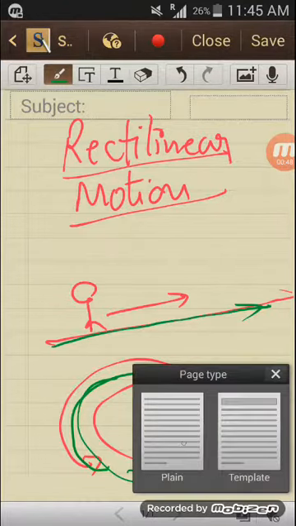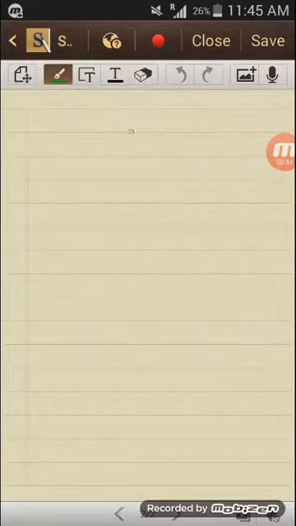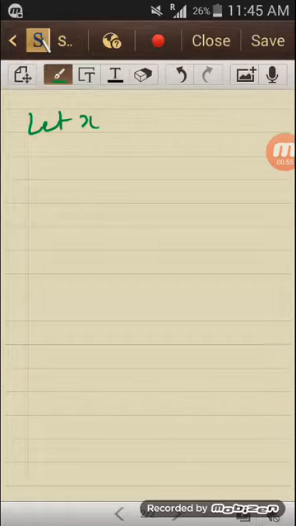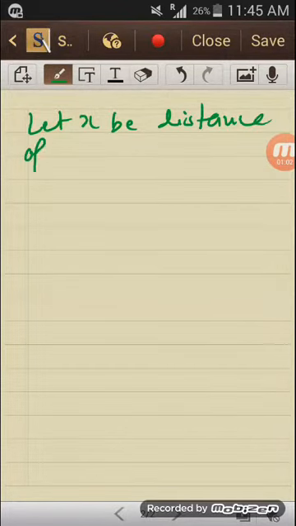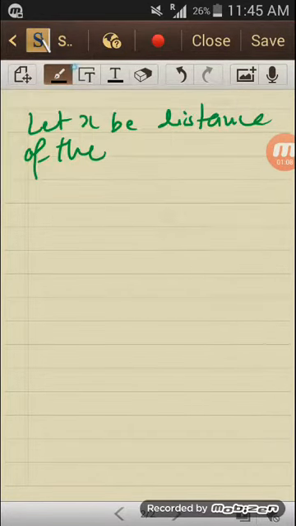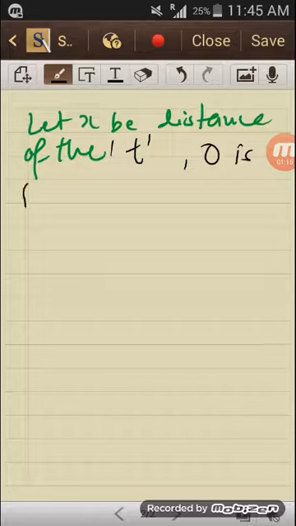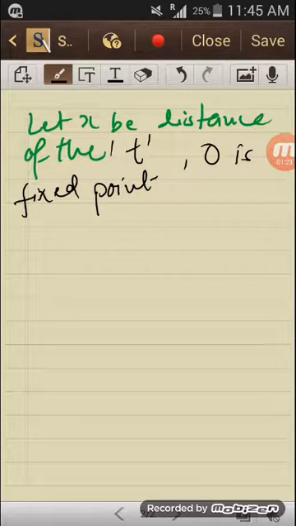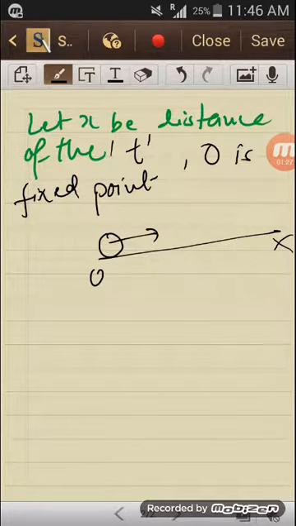So what is the meaning of motion in straight line? Suppose let x be the distance, the distance the start, be continuous in time t. And suppose O is the fixed point. And suppose this is O, this is x, this is the body, and the body is moving in this direction.